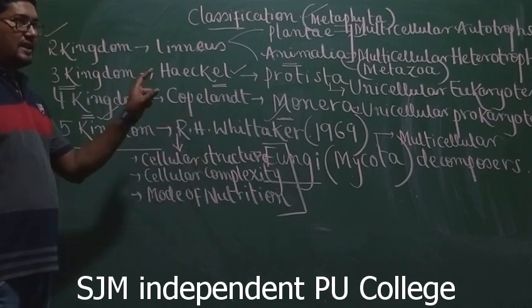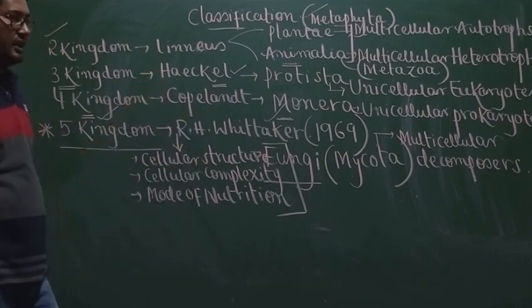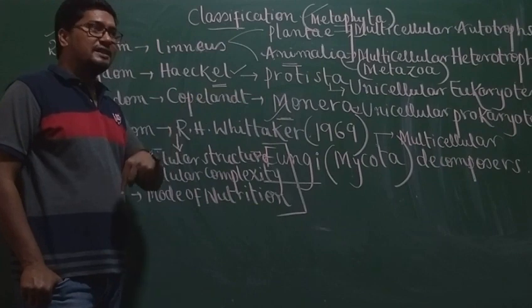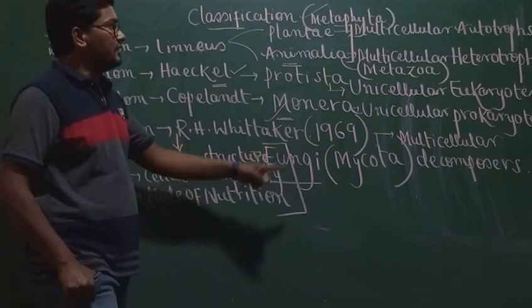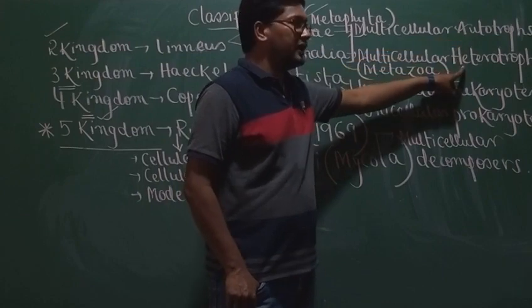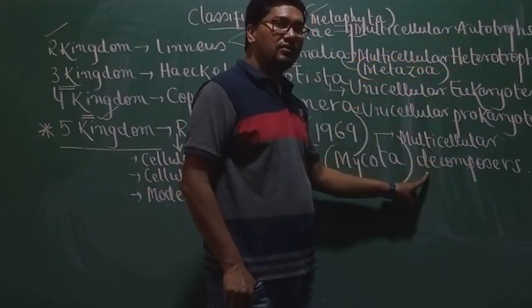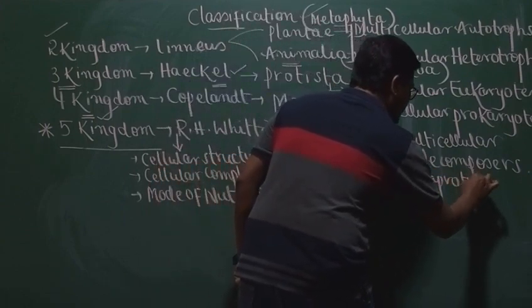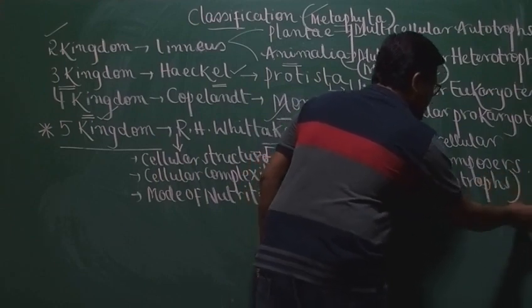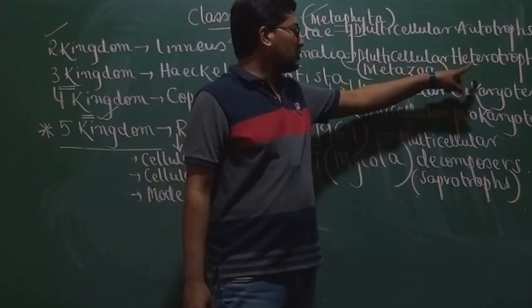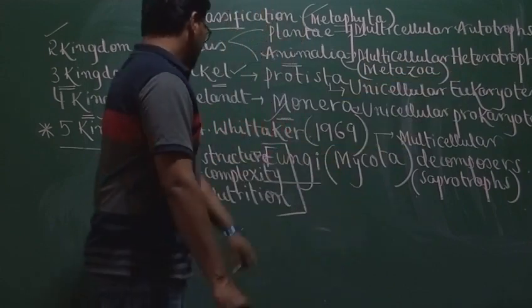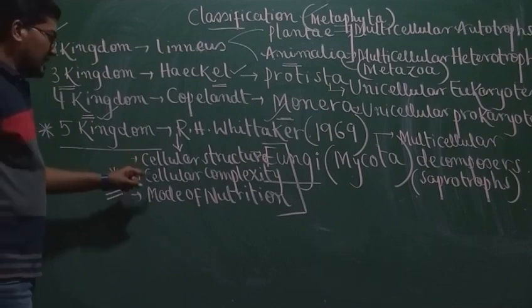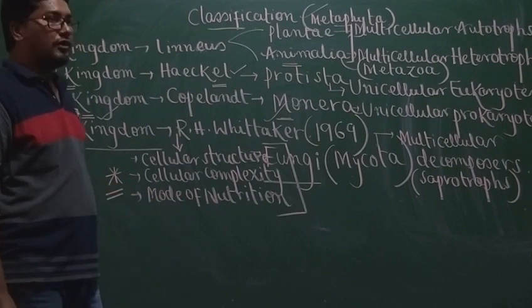You can see here, cellular structure: what does it mean? Whether the cell is prokaryotic or eukaryotic. Next, cellular complexity means whether it is unicellular or multicellular. Next, mode of nutrition: here you see whether they are autotrophs or heterotrophs. Otherwise, one more criterion, they are decomposers. Based on the mode of nutrition, decomposers are called saprotrophs. So organisms can be autotrophs, heterotrophs or saprotrophs. The three important criteria for Whittaker's 5 kingdom classification are cellular structure, cellular complexity, and mode of nutrition.